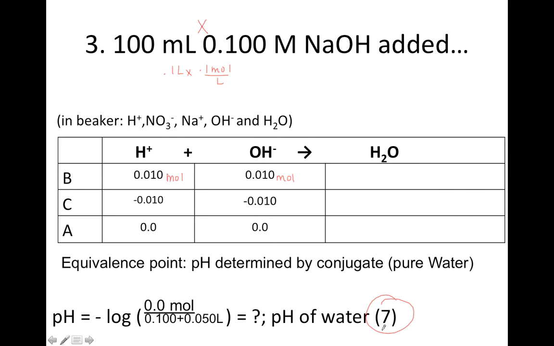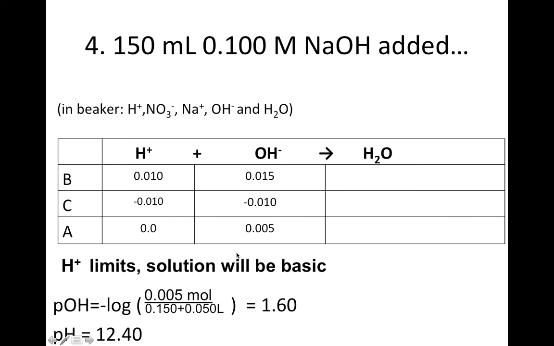Okay. At the equivalence point, when we're titrating a strong acid with a strong base, the pH is just going to be 0. And last, now we've overshot the equivalence point by 50 milliliters. So we're going to have excess hydroxide, but the question is by how much, so that we can figure out what the pH is here. So again, same math to do this, to figure out the moles.